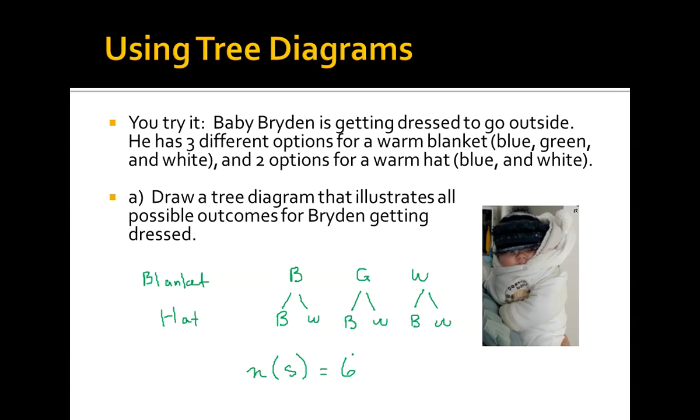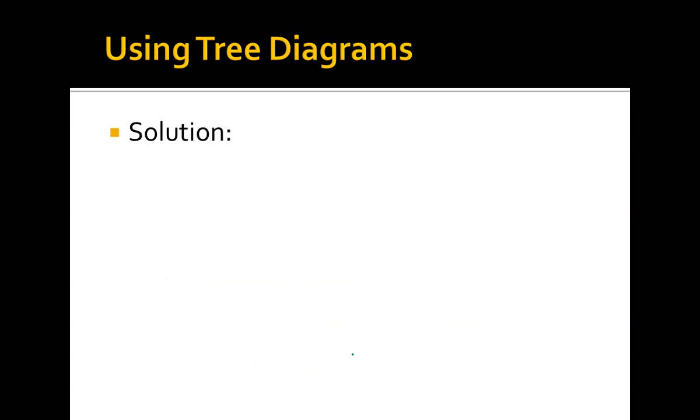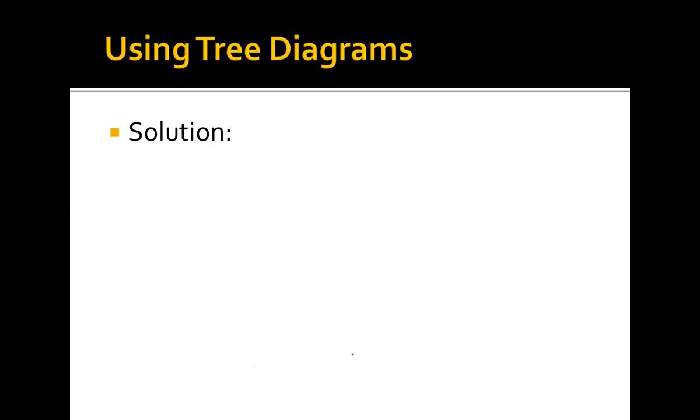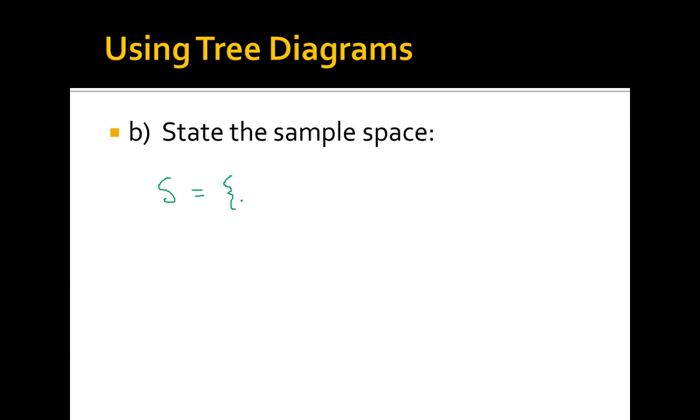So let's just play around with that, do a couple things. There's the tree diagram on the previous slide, so you can ignore this slide and just go look at the tree diagram on the previous one. The sample space. So I'm going to list the sample space here. Bryden had 3 different options for his blanket and 2 for his hat, so it's not that difficult to list all those different possibilities. There are just 6. So I'm going to list it this way.